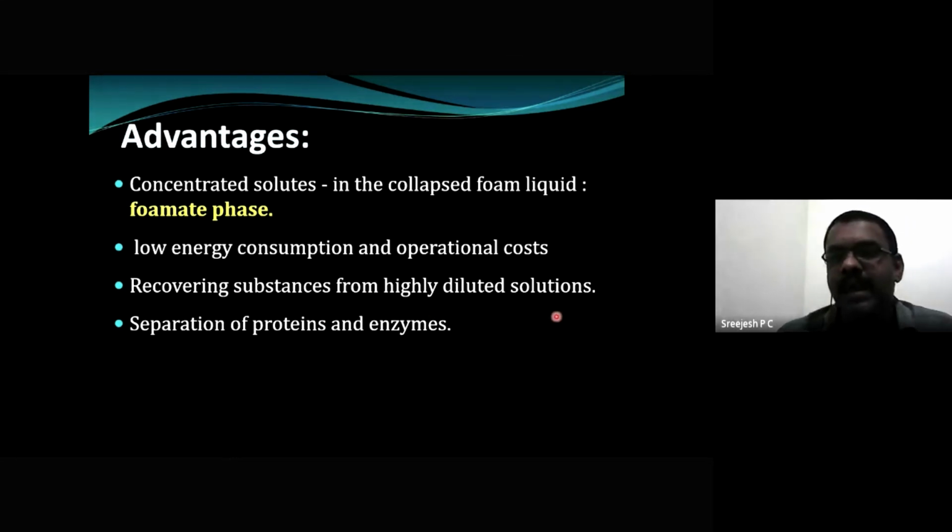And recovering the substance from a highly diluted solution, that is also possible. So from very diluted solutions, we can concentrate them using this particular single technique of flotation, and we can even use it for the separation of proteins as well as enzymes.